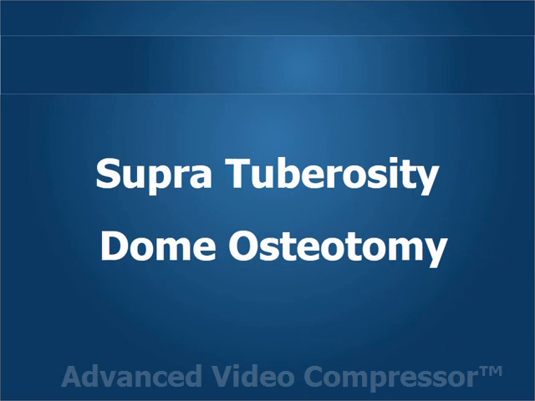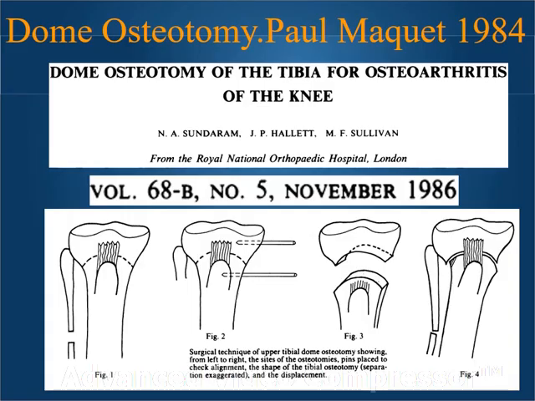On the other hand, the supratuberosity dome osteotomy was also developed in Europe by Paul Mackay and became very popular all over the world in the late 1960s and 70s. Many authors could successfully replicate his surgical technique, which was reasonably simple. It was an arcuate-shaped dome osteotomy performed above the tuberosity, that is, very close to the joint.